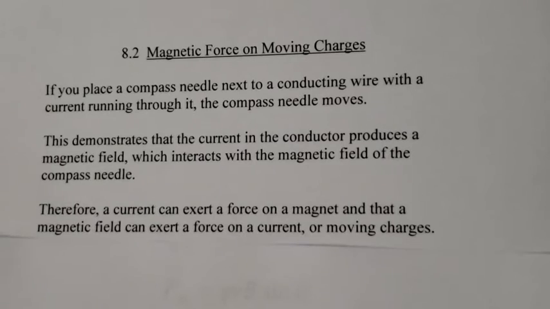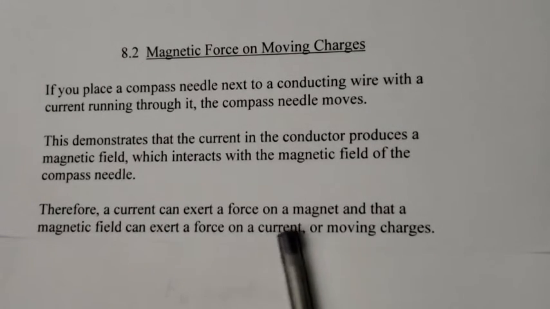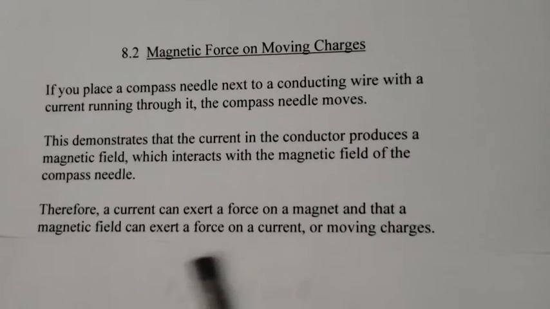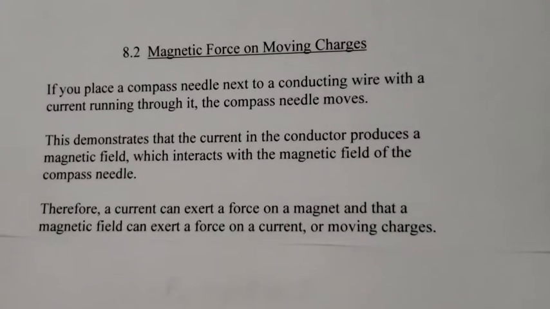And we can conclude something from that. So therefore, a current can exert a force on a magnet, and a magnetic field can exert a force on a current, or moving charges, because all current electricity is moving electrons.